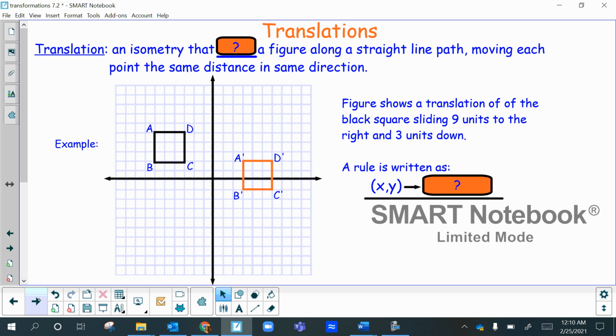So let's look at the first one, translations. A translation is an isometry that slides a figure along a straight line path, moving each point the same distance in the same direction. So as you look at this figure here, it shows a translation of the black square sliding 9 units to the right and 3 units down. So here's how you write that rule. 9 to the right would be +9 to the x coordinate. 3 down would be -3 to the y coordinate. All right, that's how you write a rule.